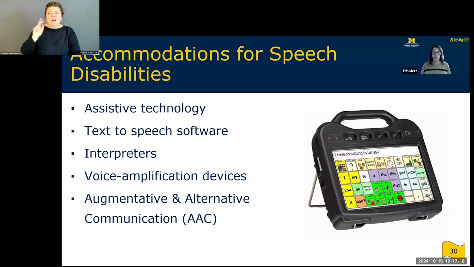Accommodations for those with speech disabilities could be use of assistive technology, text to speech software programs, the use of an interpreter, a voice amplification device, and augmentative and alternative communication, also known as AAC. So AAC is this image that we have here. It's a tablet that's covered in colorful words and images, and it allows a user to type in the message they want to deliver. And then the tablet itself has a speaker that allows them then to communicate with the message receiver.